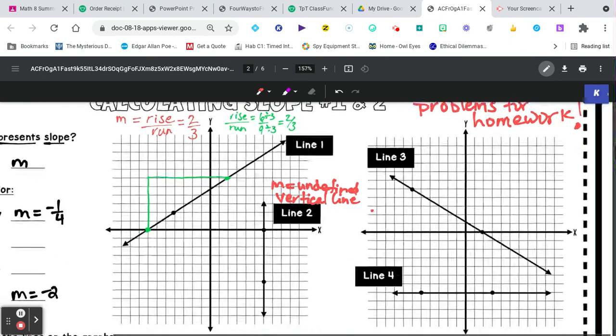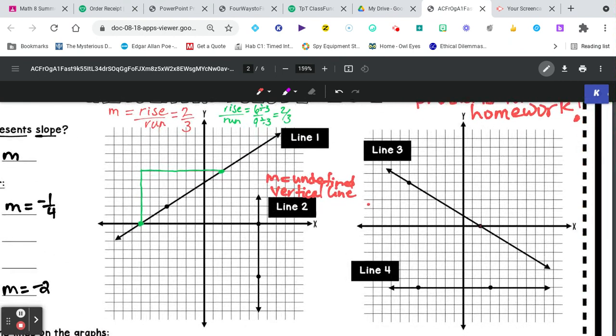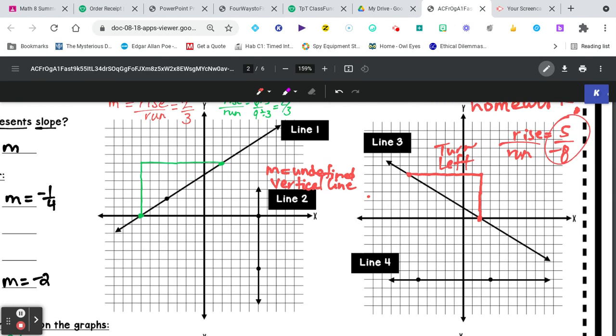All right, look at line 3. Find a slope. I will use the 2 points that they gave us. So I'm going to rise 1, 2, 3, 4, 5. I have a rise of 5. And I'm running to the left. So be careful because you're turning left. So that's going to be -1, -2, -3, -4, -5, -6, -7, -8. So your run is -8. And it's already simplified. So your slope is -5/8.